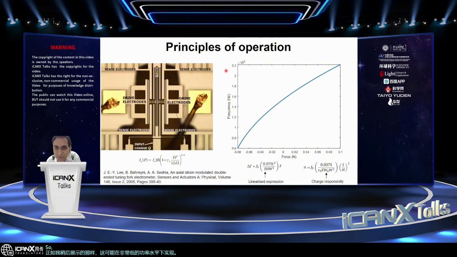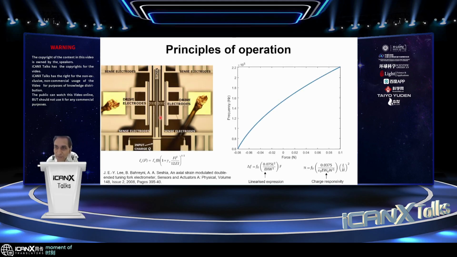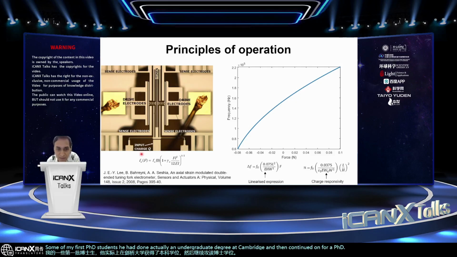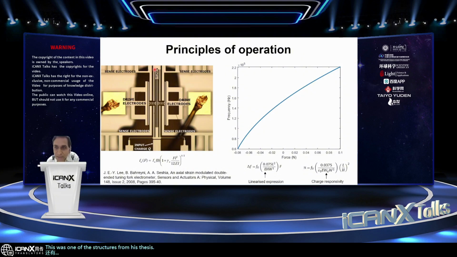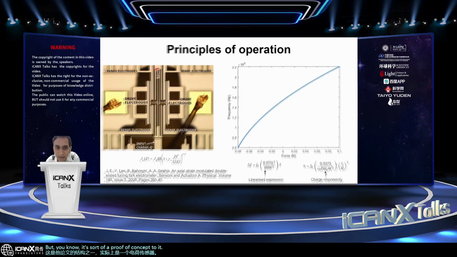So in terms of some early works, this is out of Joshua Lee's thesis. He was among some of my first PhD students. He had done an undergraduate degree at Cambridge and then continued on for a PhD. And this was one of the structures from his thesis. It's actually a charge sensor, but it's sort of a proof of concept towards the strain gauge.